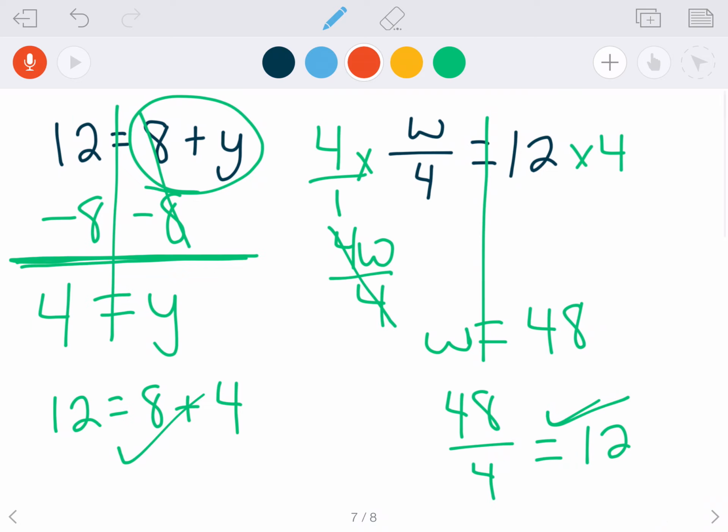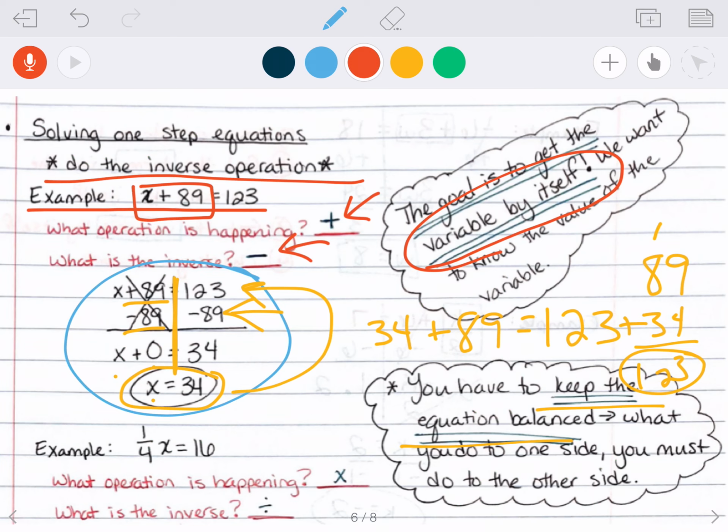So don't forget, friends, always do the inverse operation. Your goal is to get the variable by itself, and you want to keep your equation balanced. What you do to one side, you also do to the other.